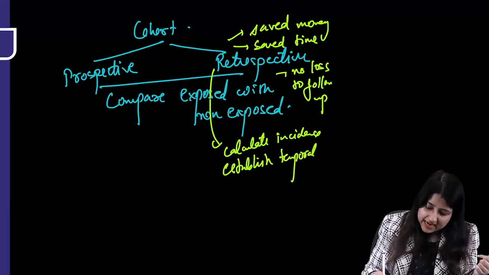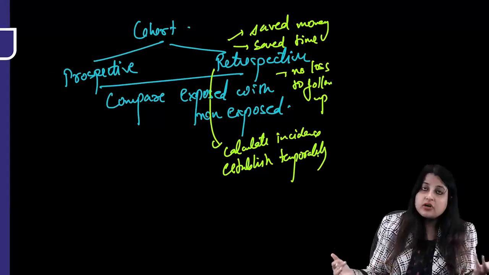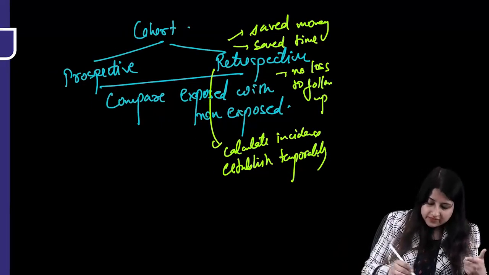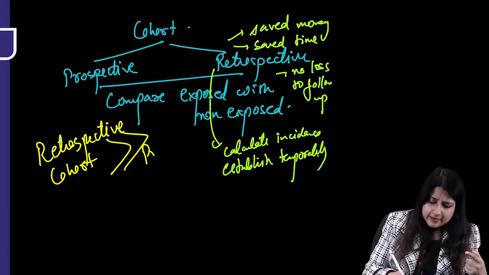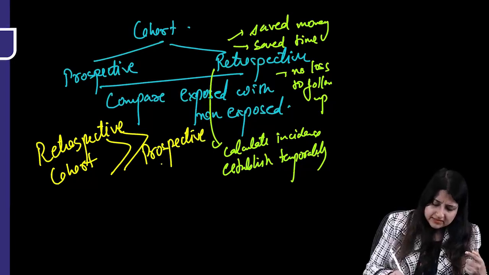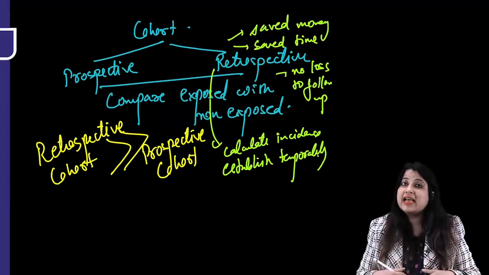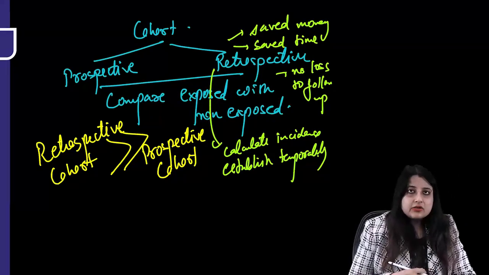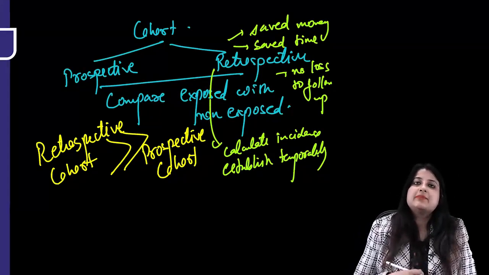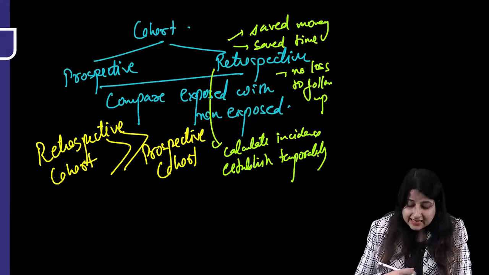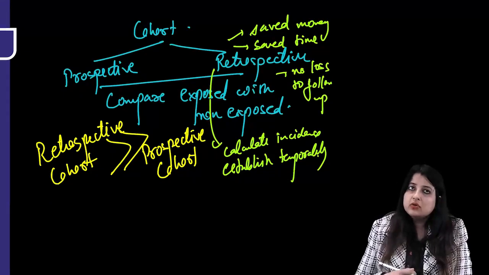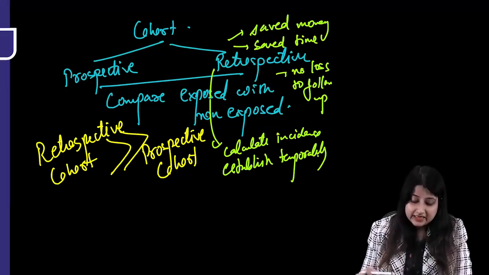So overall, if somebody asks you which is better, a retrospective cohort or a prospective cohort, the moral of the story is always remember a retrospective cohort, guys, is much better than a prospective cohort. This is a golden point, okay? It's saving time, money, but at the same time, it is calculating incidence. At the same time, it is helping us establish temporality. So a retrospective cohort is definitely better than a prospective cohort. Am I clear, everybody? This is very important. Please don't forget this, okay? This can definitely come in your exams.